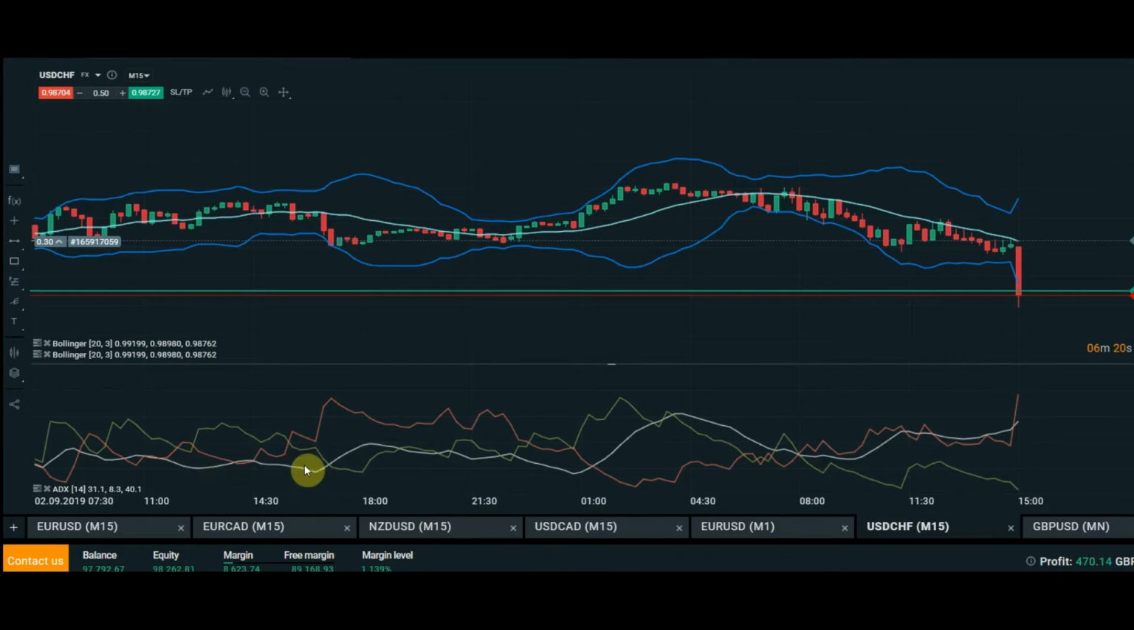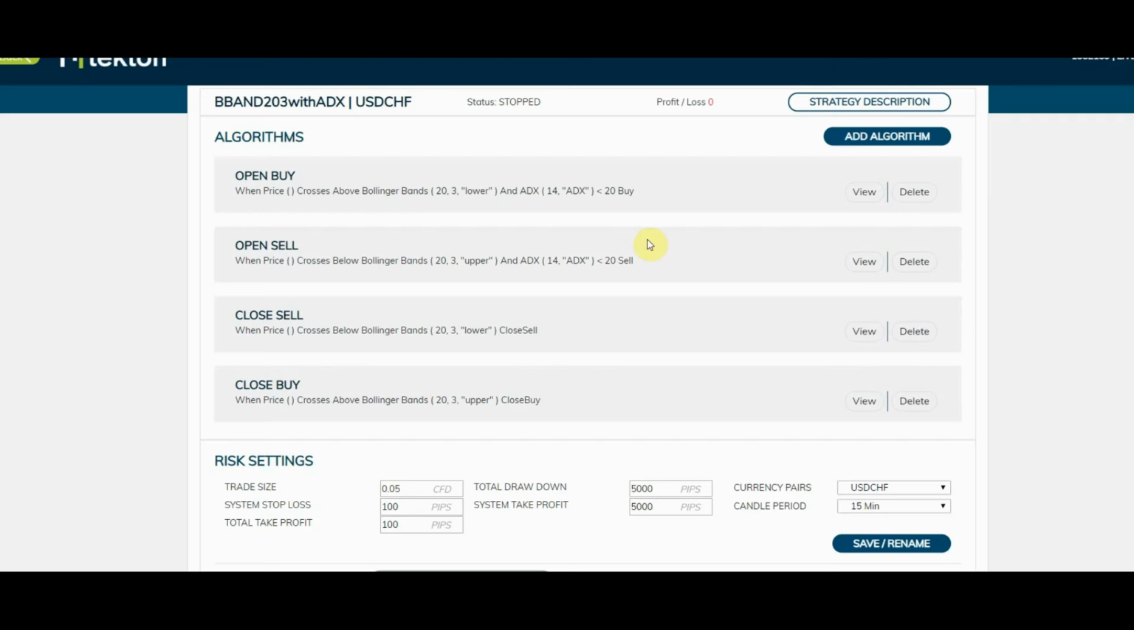That's this white line here. Okay, so just get that written down. I'll take a photograph with your phone and you can use that. Now the close of these trades, close sell, close buy, is when the price crosses the band opposite.